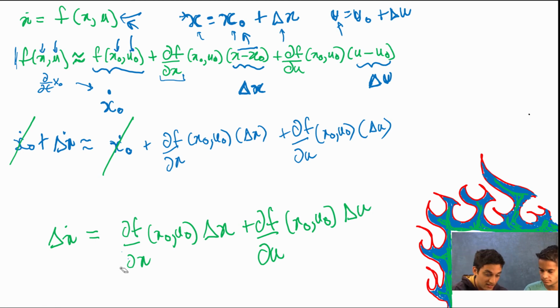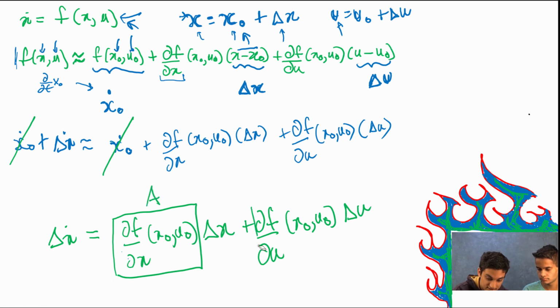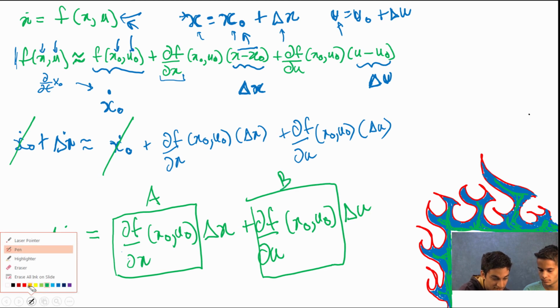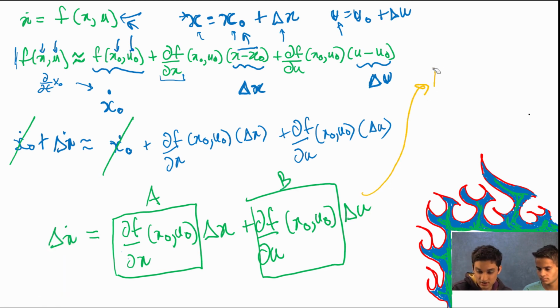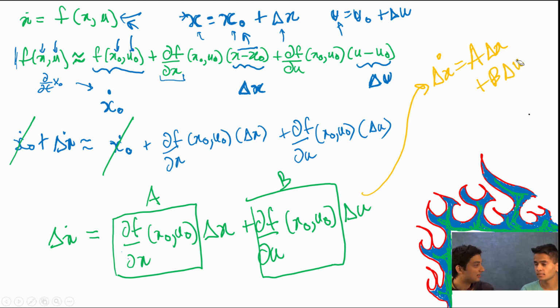As you remember, this is a matrix which we're going to call A. This is another matrix which we're going to call B. And now we have our nice system equation, delta x dot is equal to A delta x plus B delta u, which is our linearized system. Great. Note that when we solve this equation, we're not working with x exactly, but we're working with these deviations, which is a slight difference. We sort of changed our state space variables.